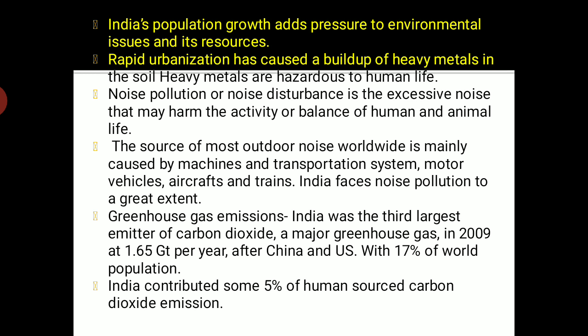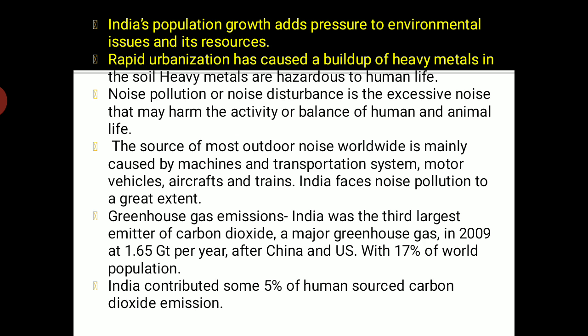Again, there is a question of noise pollution or noise disturbances, because excessive noise that comes up from day to day life, or maybe from the machines or transportation system, vehicles, aircrafts, trains, etc., creates noise pollution and has increased the noise pollution in India to a great extent, right?